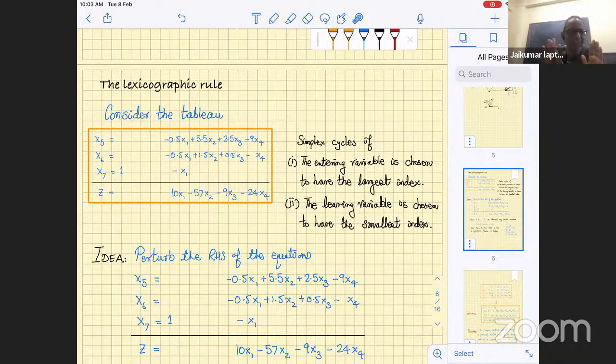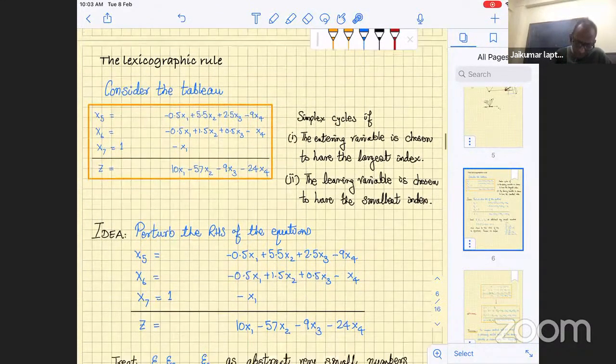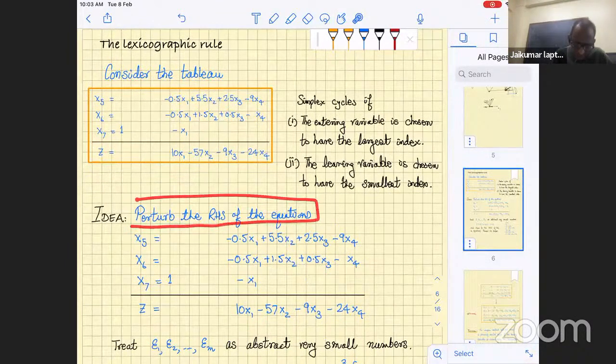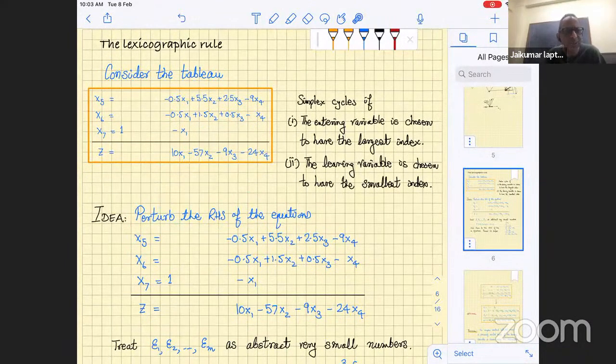You don't have to understand this precisely. It is some sort of a degenerate case, something that has happened by coincidence. So the idea is to somehow perturb the right-hand side of the equations, so that this doesn't happen. And the perturbations are so small that in the end, their effect is not seen, and we can get rid of those perturbations.